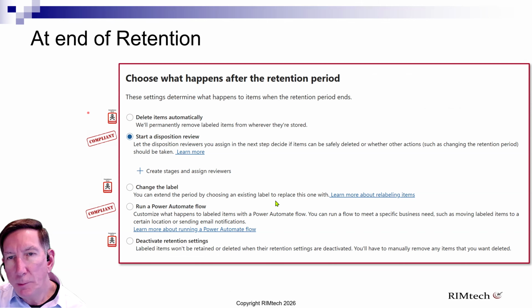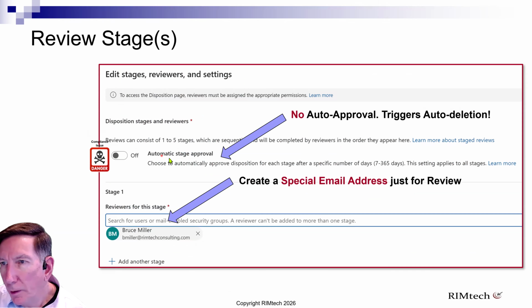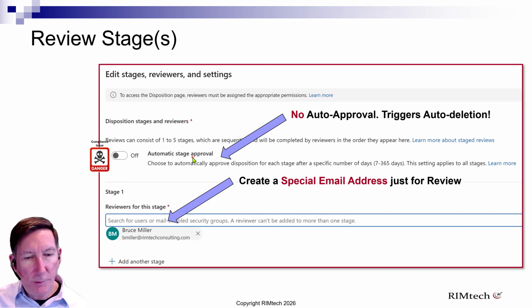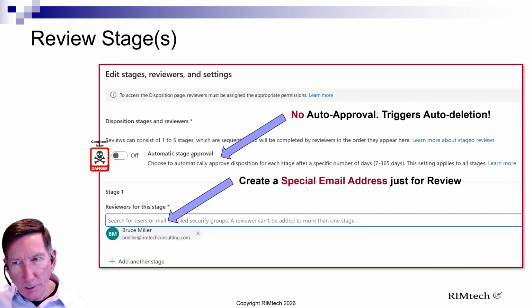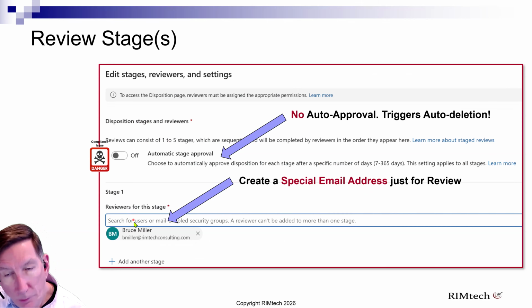So the only acceptable button here is start a disposition review. So let's do that. First step is we have to have a minimum of one review stage. It's not complicated. It's just a period of time. And do not turn this on: automatic stage approval. What that does is it means in this stage, the things automatically get approved, which means they automatically get deleted. It's just non-compliant. So don't do that. What we do have to do, though, because we can't even get past this step in the wizard without it, is create a reviewer.